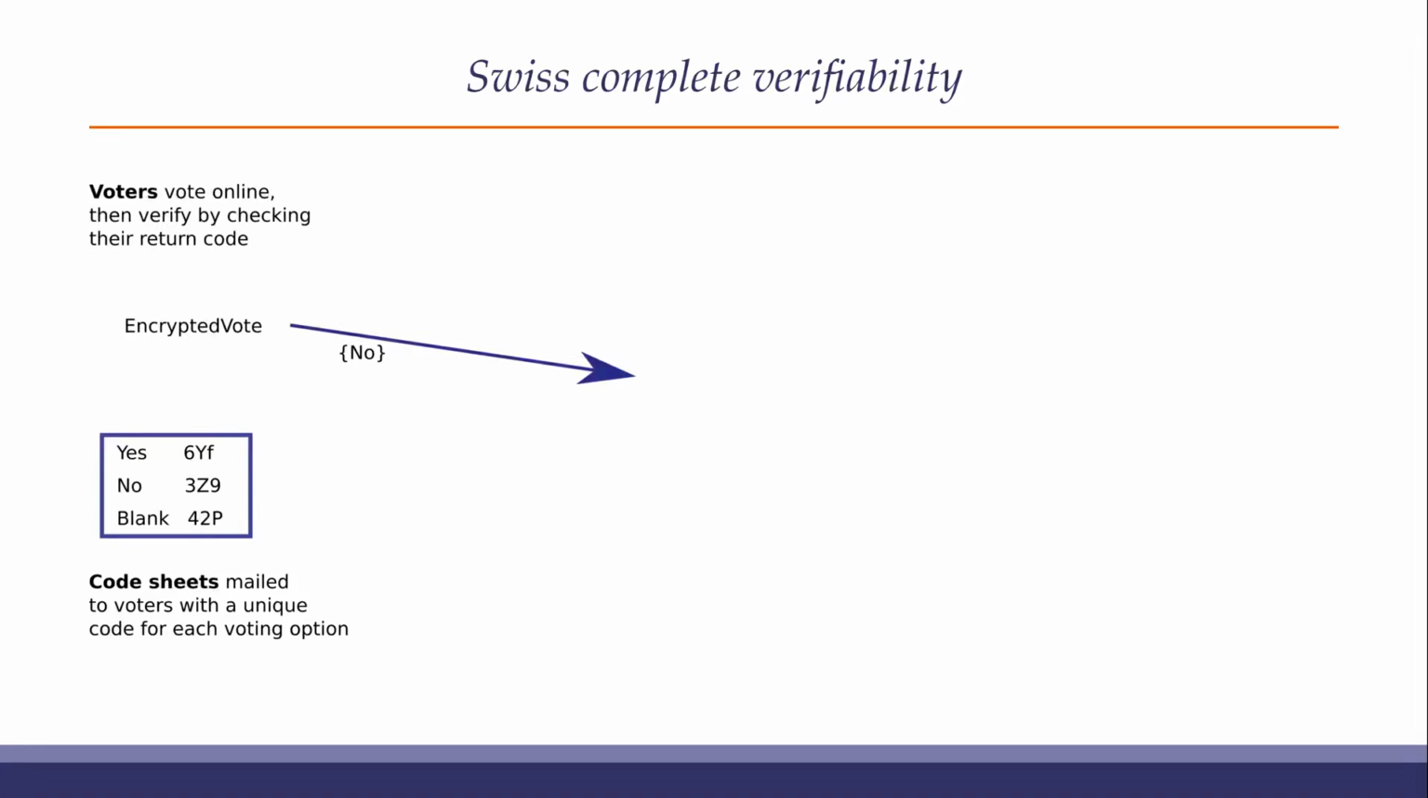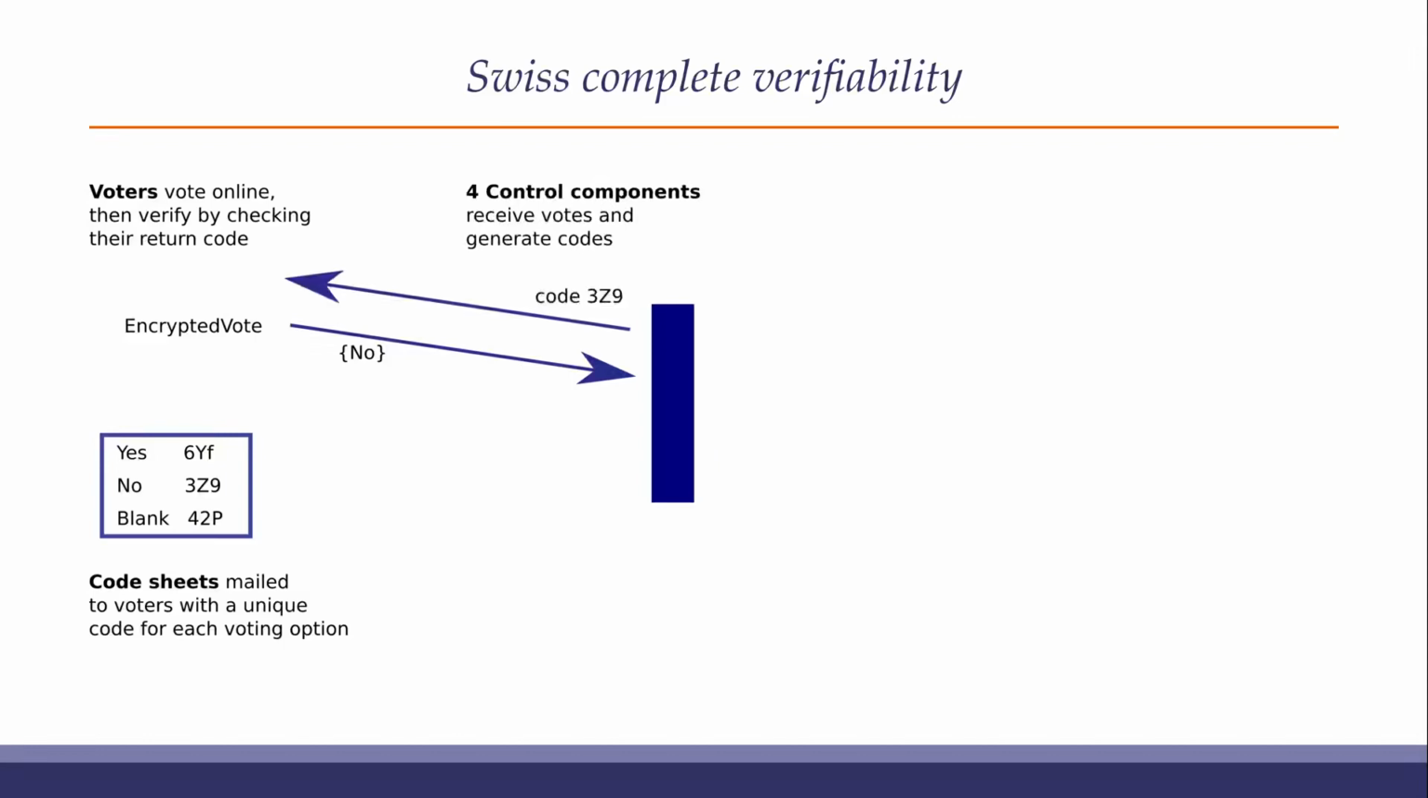They vote online, sending their encrypted vote to a central server. There are 4 control components which receive votes and generate the return codes. And of course the whole idea is that the code is supposed to match the one that corresponds to the thing you chose when you voted. This voter voted no, and they're expecting to get back the code matching no that they got on their code sheet.